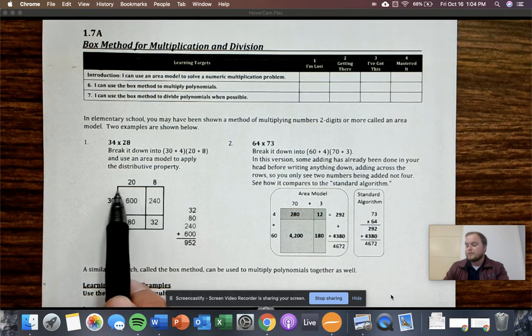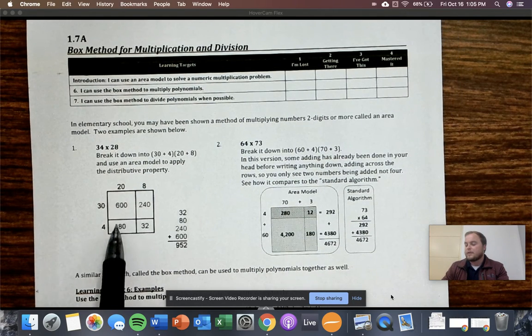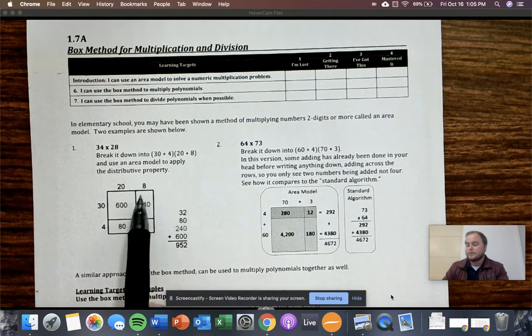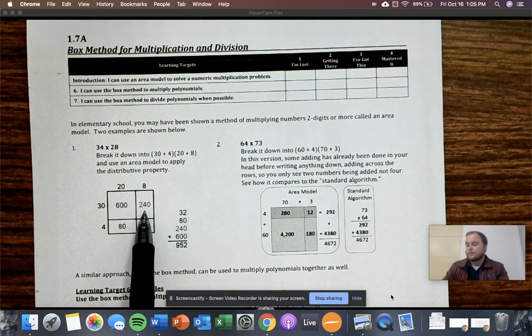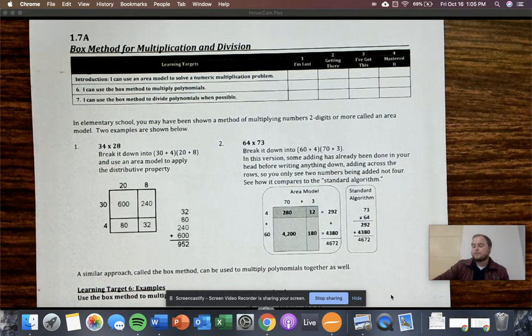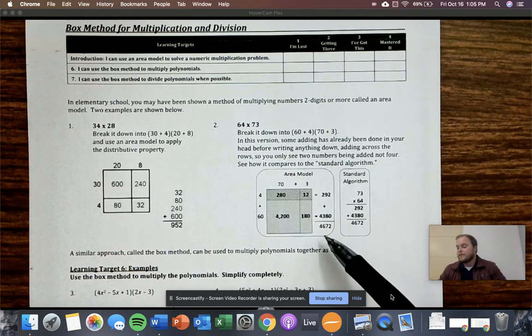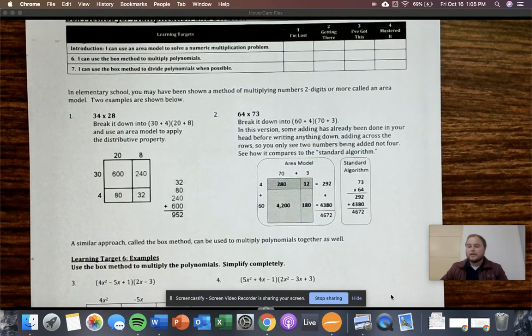And what we do then is we draw out this box and we distribute the numbers based on the box. So here we would have 30 and 4 adds up to 34, 20 and 8 adds up to 28. And we would just multiply these numbers. 30 times 20 is 600, 30 times 8 is 240, 20 times 4 is 80, and then 8 times 4 is 32. We can add all that up and we get 952. So 34 times 28 is 952. And this is just another example, showing the difference between the area model and the standard algorithm. So if you wanted to take a look at that, feel free. But let's go ahead and start looking at some examples real quick.